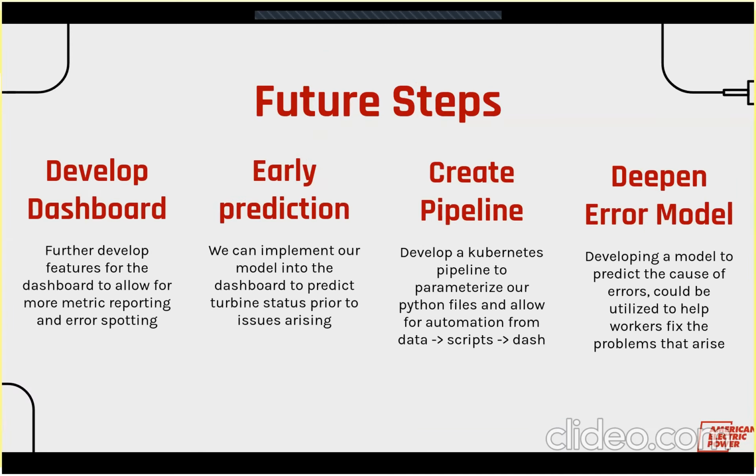For future steps, we want to build out the dashboard and add theming and formatting, and also we want to add early predictions. So in the model, we'll have a number that can predict the status of each turbine. Next, we want to create a Kubernetes pipeline to have the data feed the scripts and the dashboard, so it's nice and easy. And last, we want to deepen the error model, so we want to build more robust error metrics that we can put on the dashboard.